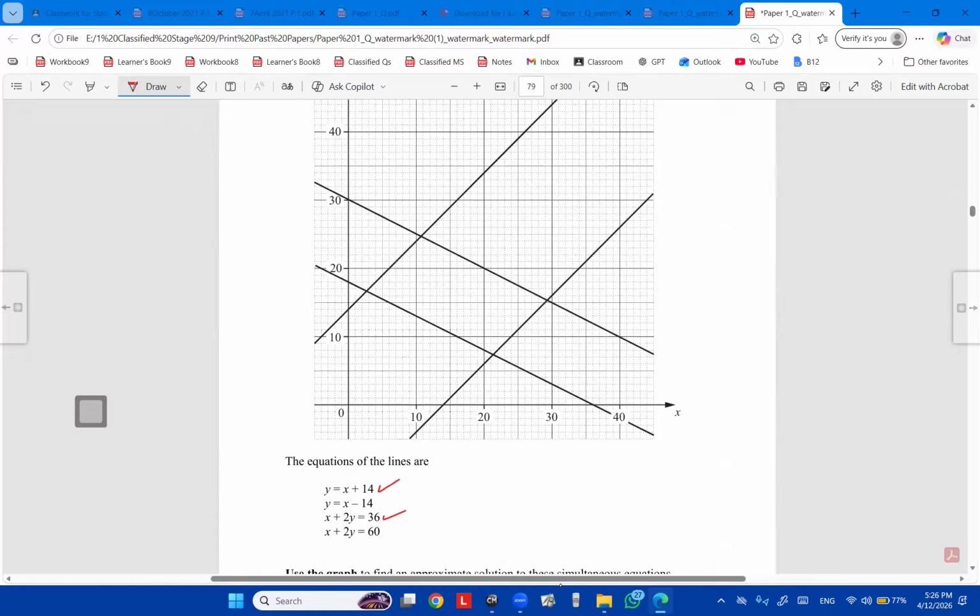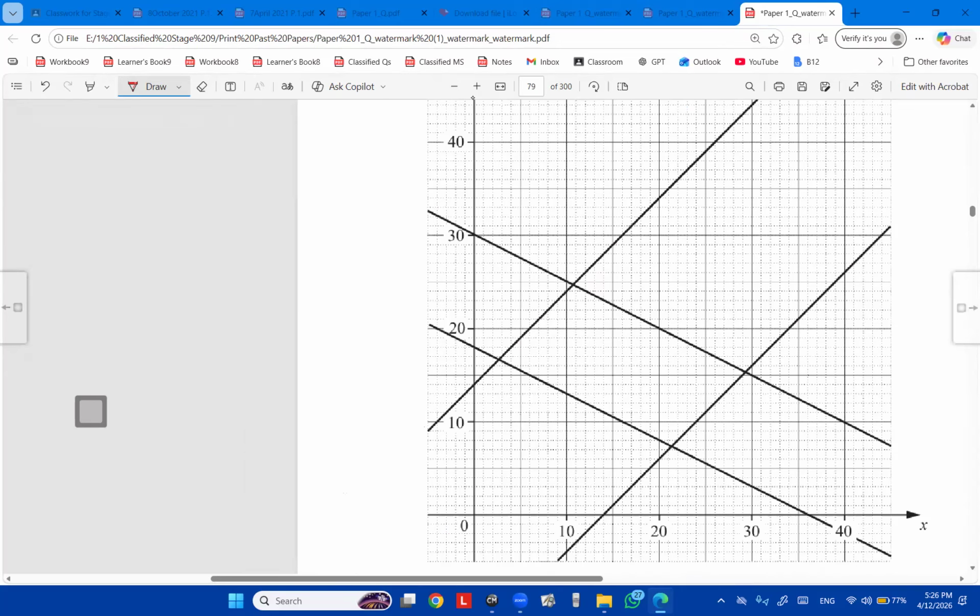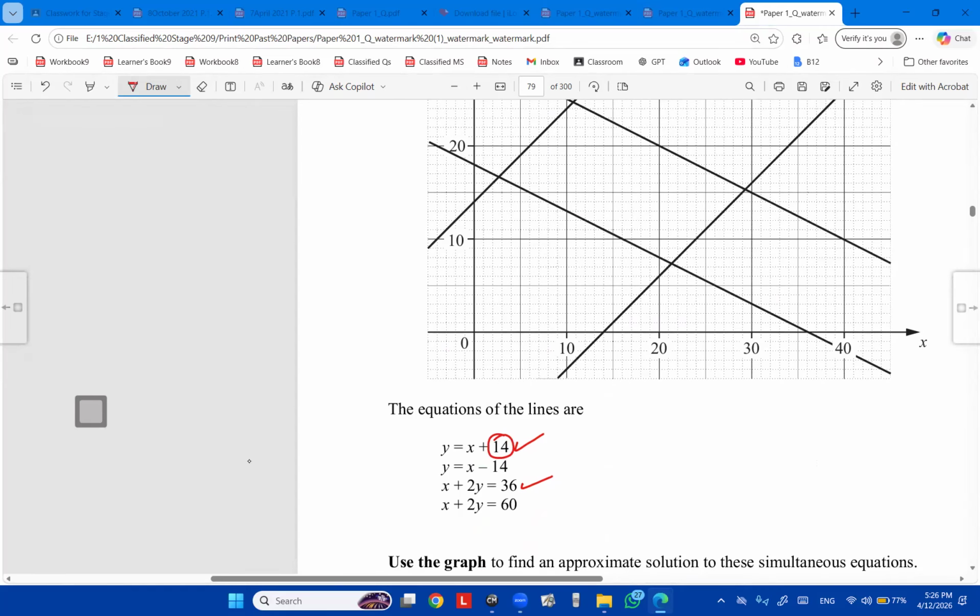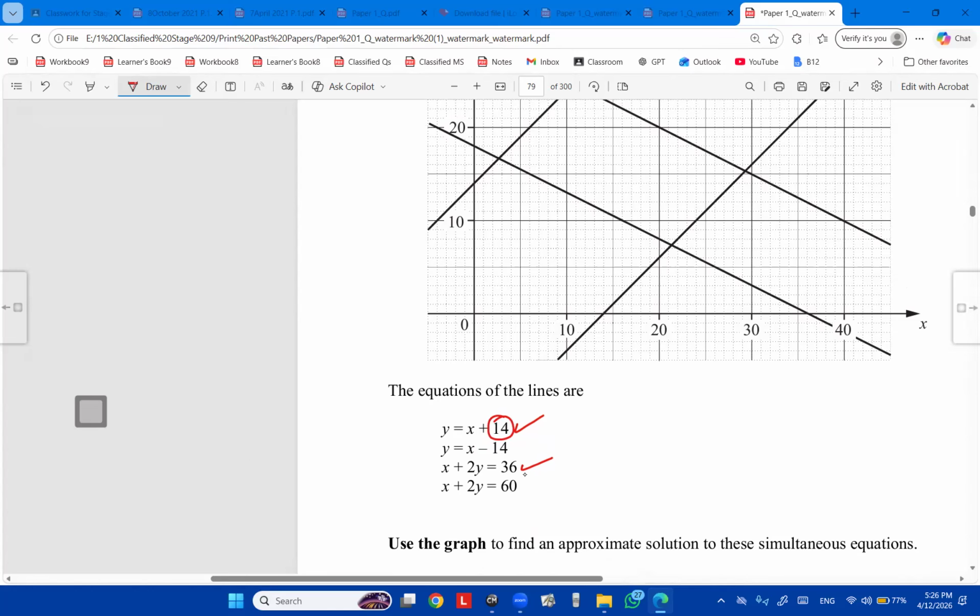So let's continue. y equals x plus 14. Can I find it in the graph? Well, I need to find the line that goes through 14 on the y-axis, because we know that 14 is the y-intercept. So which one passes through 14 on the y-axis? 14 is between 10 and 20. So one of these 2 lines actually passes through 14. All right. So if you notice, by the way, the other one, if you want to get the y-intercept of it, look at this.